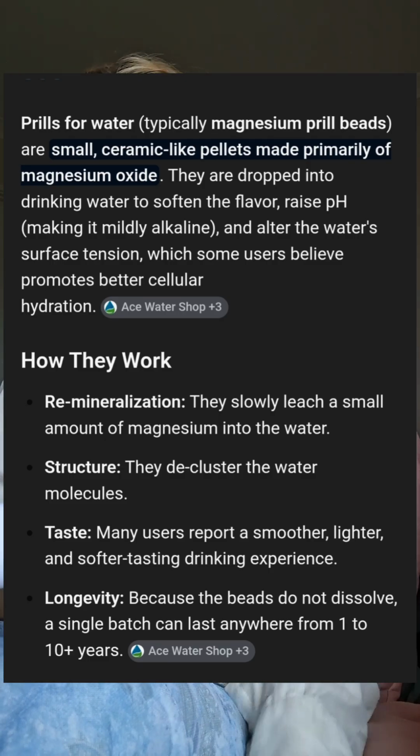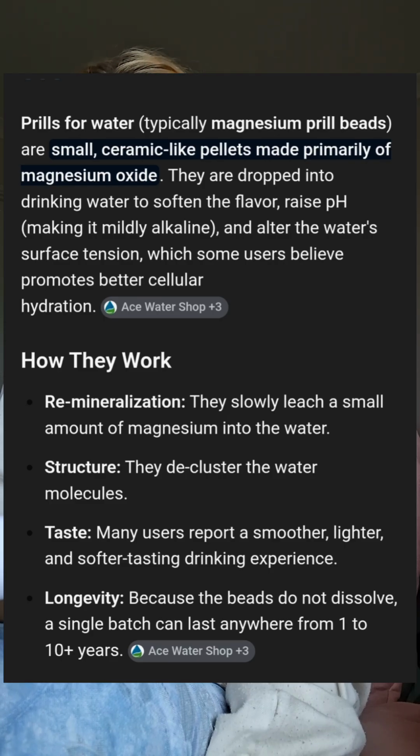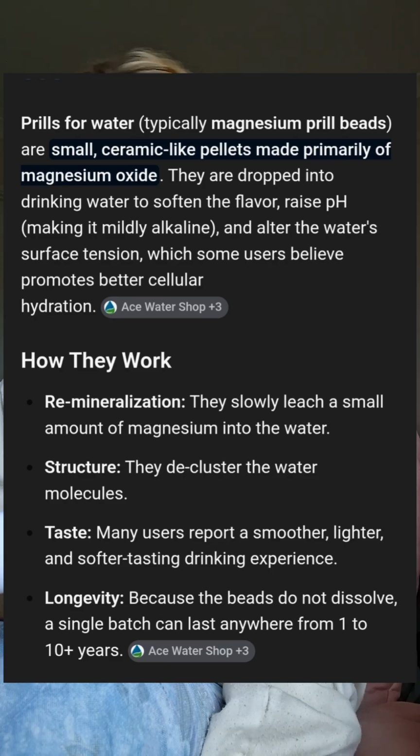A 3-ounce bag of Prills treats a gallon of water in about half an hour for the initial conditioning period. During the initial conditioning period, Prills should be soaked in a gallon of water for 24 hours, allowing for 24-hour conditioning.